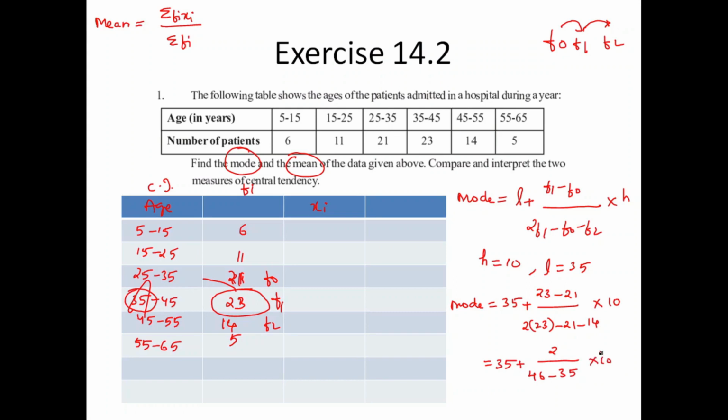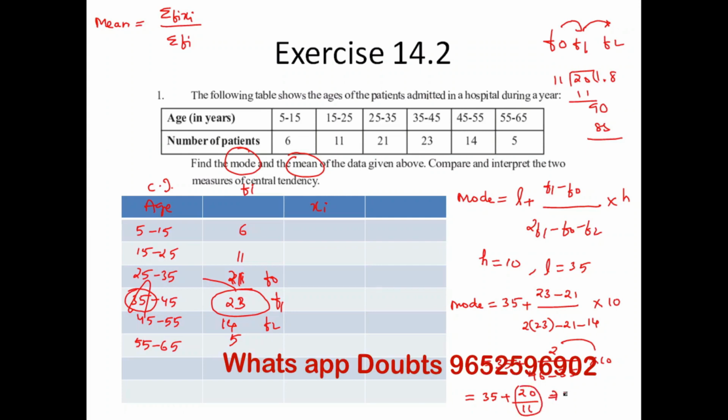So at last, what does the denominator come out to be? The denominator comes out to be 11. So here I can write 35 plus 20 by 11. When I divide 20 by 11, 11 ones I'll get 11, 9 is left, one more 0 I need. So here we get 88, so this repeats. This division comes out to be 35 plus 1.8, so that is 36.8. So this is your mode value.